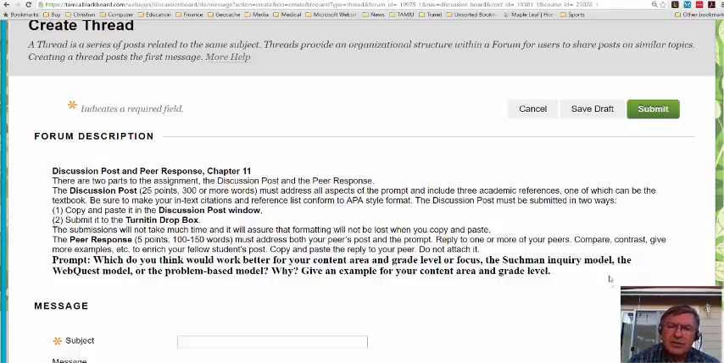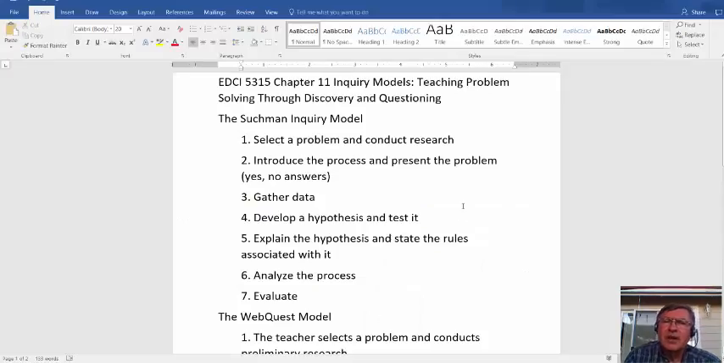Okay, let's go into the chapter a little bit and look at my notes. Chapter 11, inquiry models: teaching problem solving through discovery and questioning. First, the Suchman inquiry model. You select the problem and conduct the research. That's you, the teacher. There's probably something related to the TEKS, because there are different skills in the TEKS, and some of these skills are probably research skills, all the way from kindergarten up through high school. And so you select some kind of a problem.